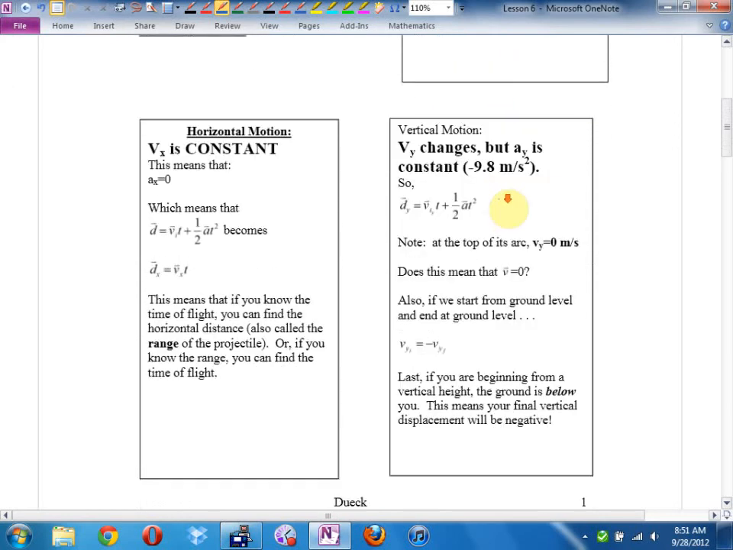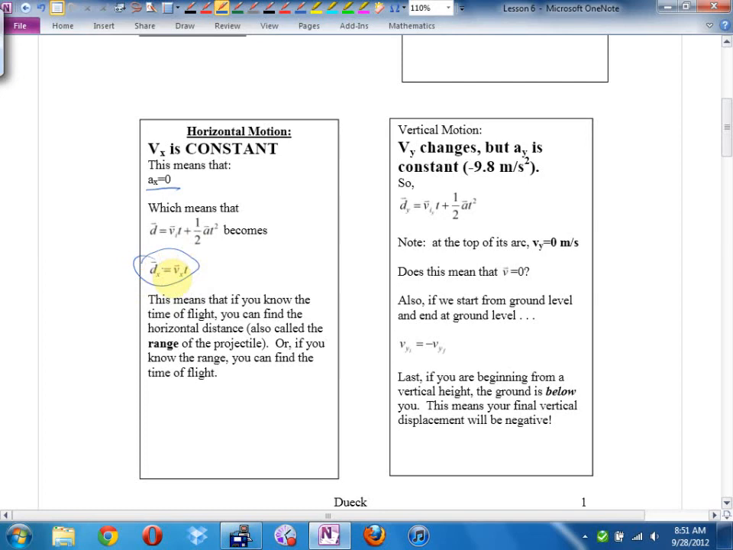Okay. Key ideas. Horizontally, Vx is constant. That means that Ax is 0, which means that for the range, d equals Vit plus a half At squared becomes dx equals Vxt. This also means if you know the time of flight, you can find the horizontal distance, or, the easier question, if you know the range, you can find time from this equation.